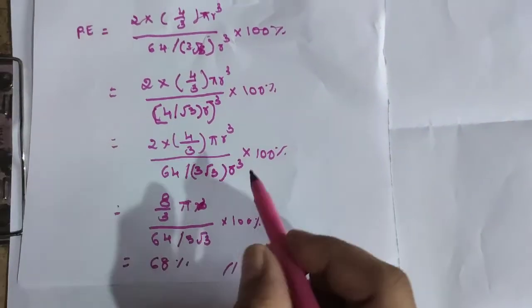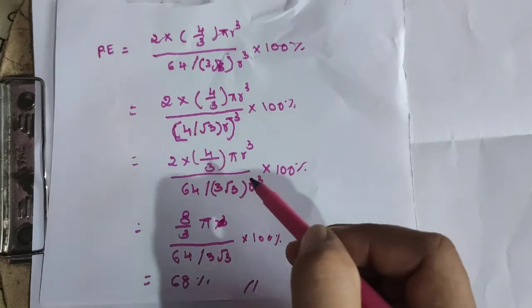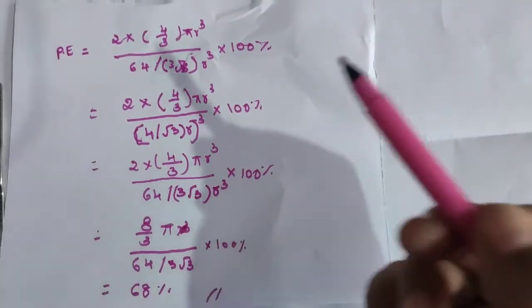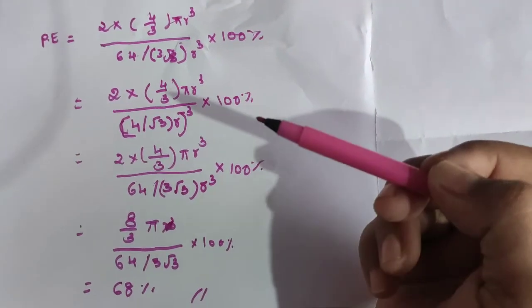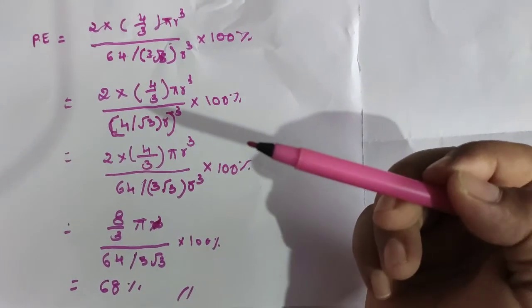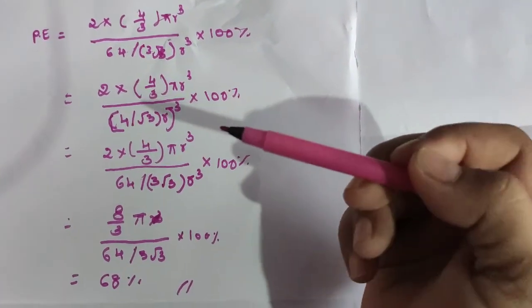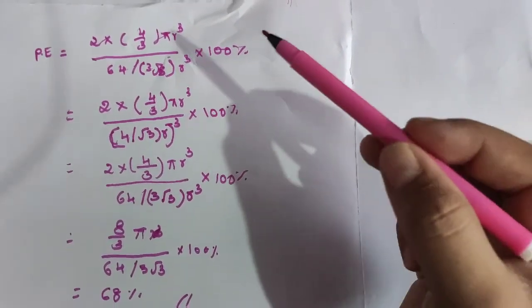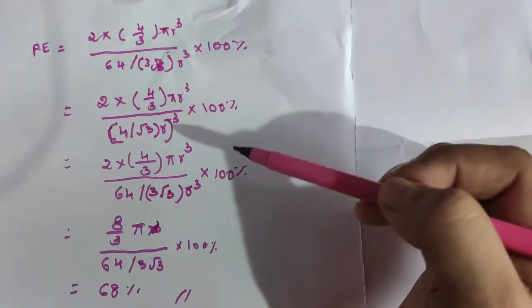So this is the percentage occupied in the case of packing efficiency in body centered cubic structures. It is a very important concept. In an earlier video we have already learned about the other two types of structures. Every year there is a possibility of a question from this packing efficiency.